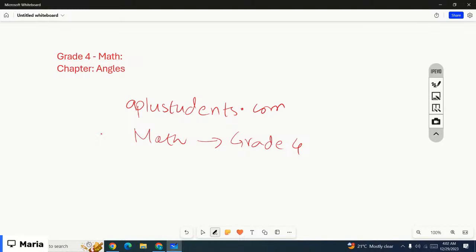Please make sure you have your notebook and pencil so that you can note down the important examples and definitions as well, right?